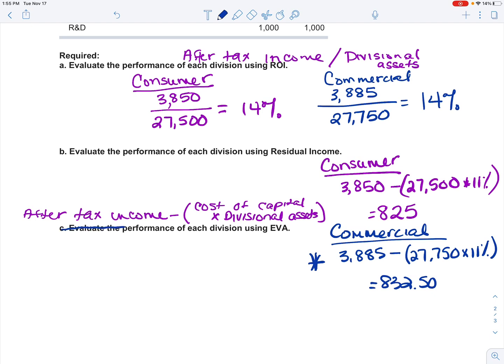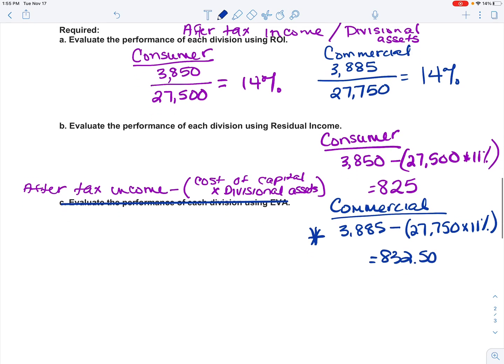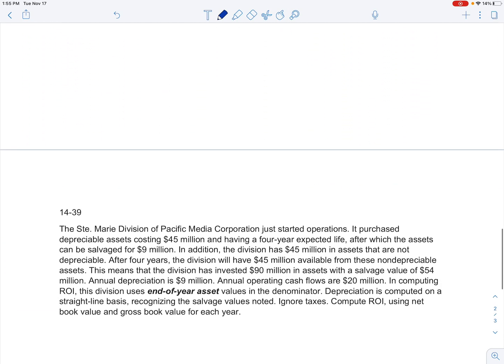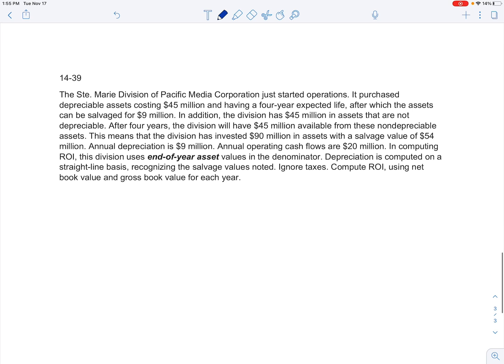Now remember, I was going to go through the EVA tool, but you don't need to know that. That's beyond the scope of this, and I don't want to confuse you any more than needed. But I do want to go through one other problem with you. You have a similar one in your homework. The one in your homework looks at the beginning of the year asset values instead of end of the year asset values. But you can use this to follow along and make sure you know how to do that. It'll give you a great example to follow.